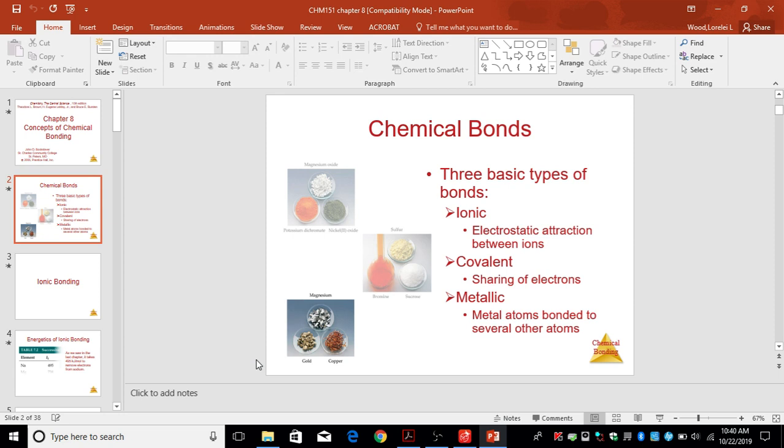Ionic, covalent, and metallic. We've already talked about ionic and covalent. Ionic is a transfer of electrons. You got a positive and negative thing that's holding it together. Covalent, you're sharing electrons, sharing valence electrons.